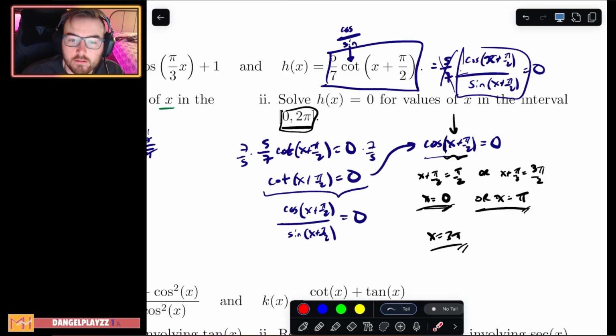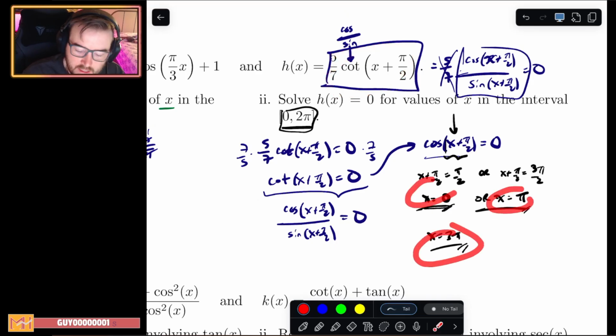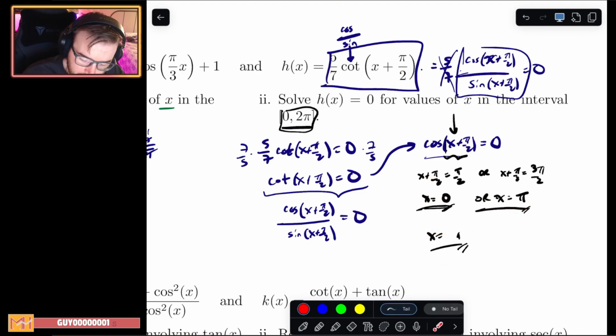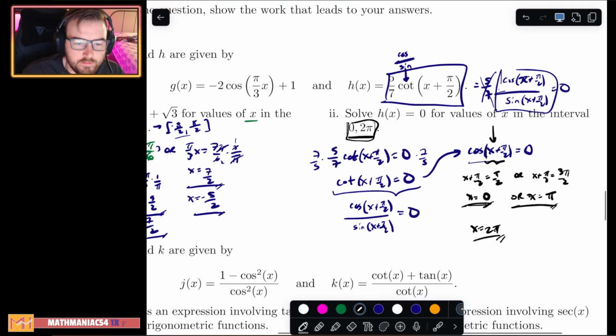Watch it back again. Graph it. Really believe that these are the answers. I made that 2 look like a 3. Really believe that these are the answers. All right.